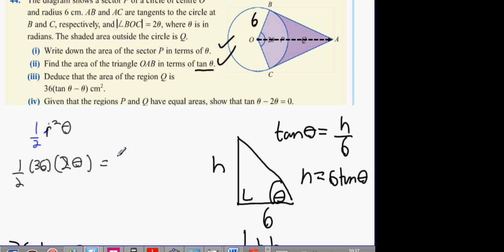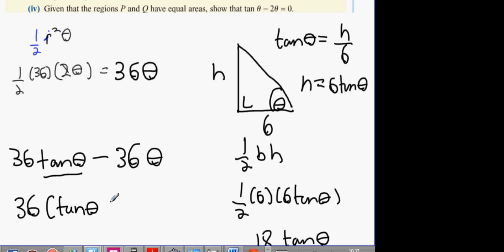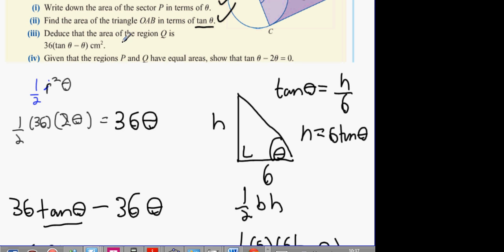Sorry, 36 theta. Factorize what's in common. Why am I not allowed to take out 36 and theta? Because the tan and the theta belong together. Okay, so it's going to be 36 into tan theta minus theta. Okay, proven. Given that regions P and Q have equal areas, show that tan theta minus 2 theta equals 0. Okay, tan theta minus 2 theta equals 0.